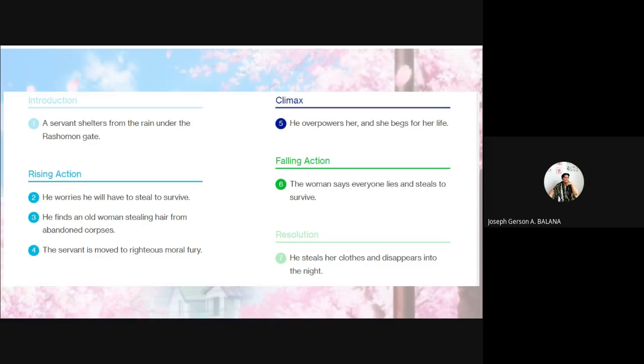Okay, Mary, can you read in order of the plot? What is the plot structure of Rashomon? Begin with the introduction and with the resolution.